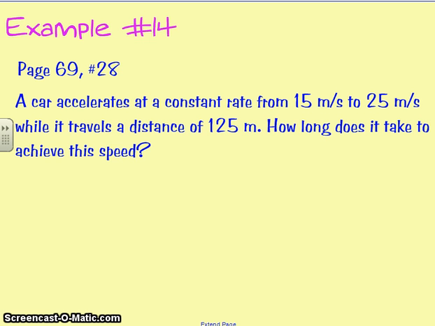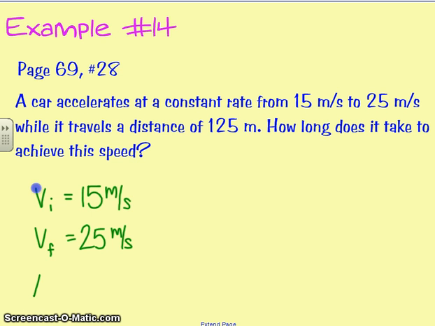In this one, we have a car accelerating at a constant rate from 15 meters per second to 25 meters per second, while it travels a distance of 125 meters. Let's know how long it takes to achieve this speed. Again, writing down what I know. The initial is 15 meters per second. The final is 25 meters per second. My distance, otherwise known as displacement in this case, is 125 meters. And all of those units match, so I don't have to do any conversions.